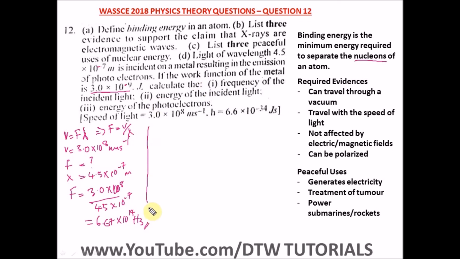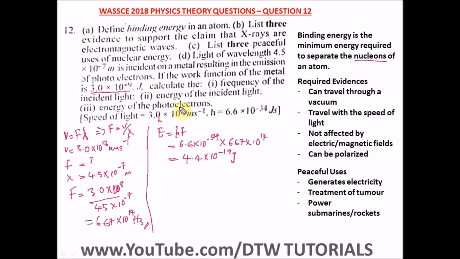Now II says the energy of the incident light. Now the formula to find the energy of the light is what? E is equal to h f, where h is Planck's constant. So here we already know the frequency of the light, which is 6.67. So we have Planck's constant is 6.6 times 10 raised to the power minus 34 times 6.67 times 10 raised to the power 14. Alright, so when punching our calculator, we should have 4.4 times 10 raised to the power minus 19 joules. You know, we're looking for energy, so it has to be joules.